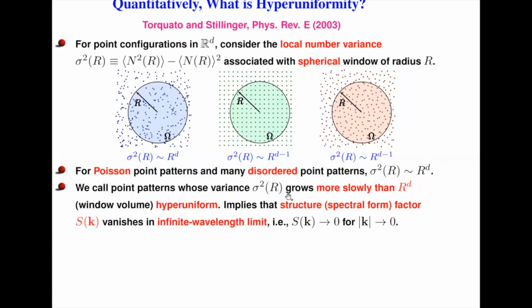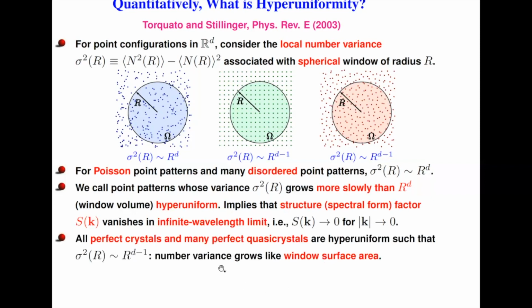And in particular, if it grows more slowly than the radius to the dimension, we call it hyperuniform. And that is actually also picked up by the structure factor, which you can get from scattering. And in particular, it means that the structure factor, the scattering intensity, goes to 0 as the wave number goes to 0.